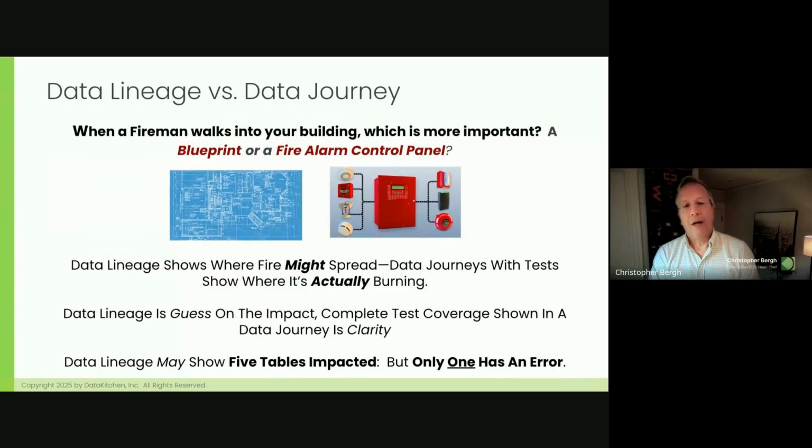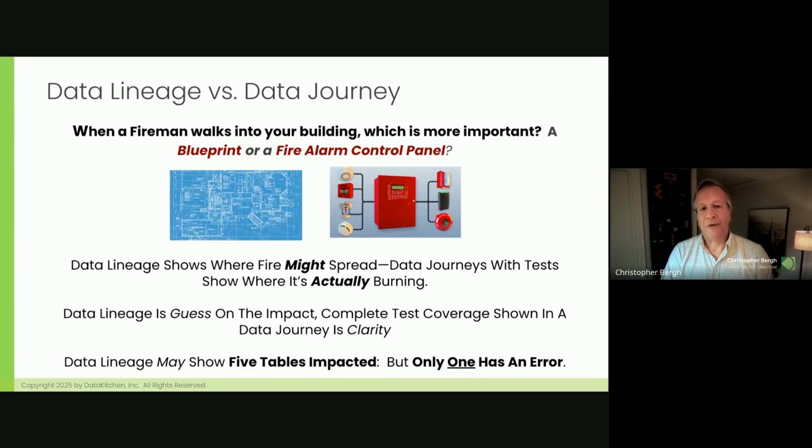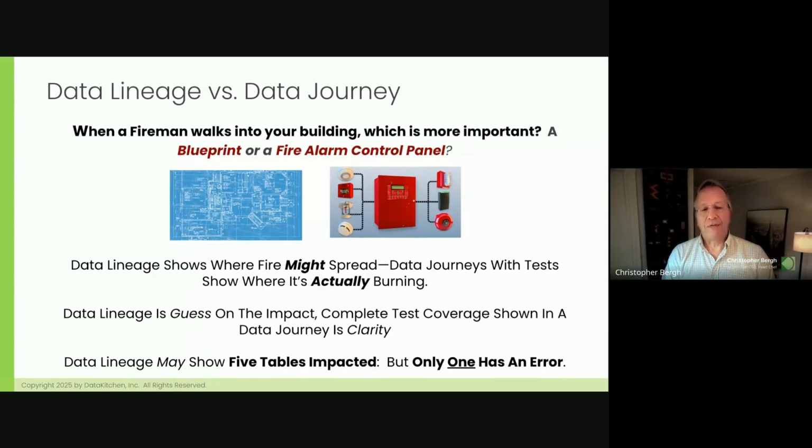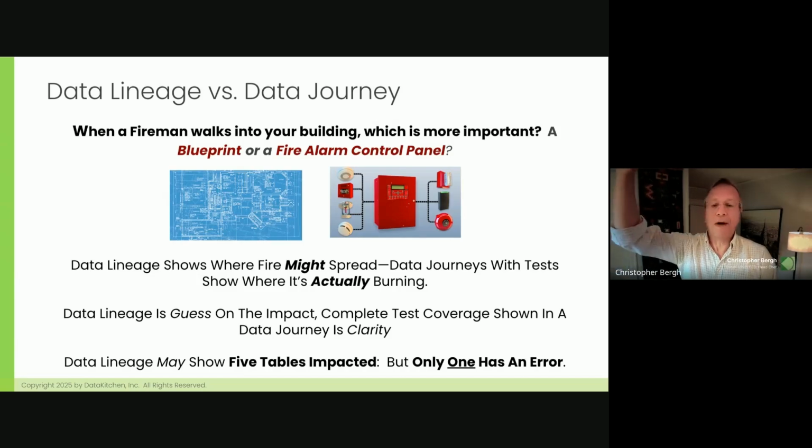And so we think that this complements the idea of data lineage. I think of data lineage as a blueprint of a building, right? And I think of data journeys as a fire alarm control panel. Now, something goes wrong. If I'm a fireman, I walk into a building, which do I look at first? Does he or she look at the blueprint or the fire alarm control panel? Well, obviously, they look at the fire alarm control panel, right? So data lineage, think of it this way. Data lineage shows where the fire might spread. So having the blueprint says, okay, there's a fire on floor 1, it may go up to floor 2 and look at this room above it. Fantastic.